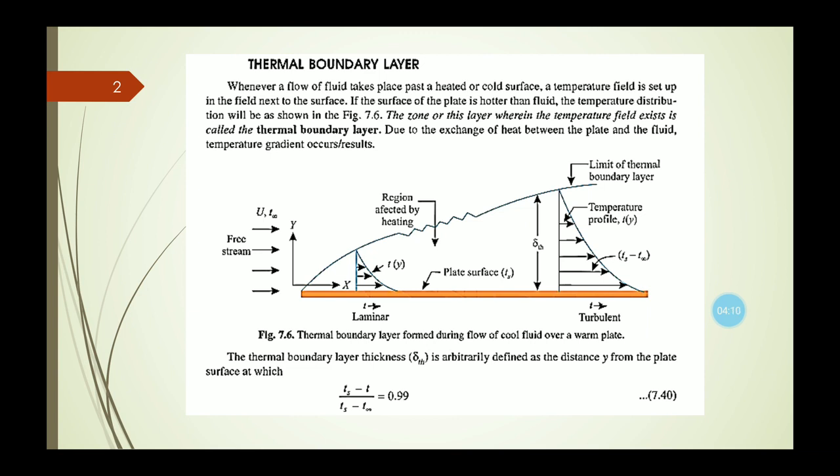So it can be defined as the distance y from the plate surface at which (Ts minus T) divided by (Ts minus T infinity) is equal to 0.99. So this is the concept of the thermal boundary layer thickness formula. (Ts minus T) divided by (Ts minus T infinity) is equal to 0.99 at a distance in the y direction, that is normal to this plate surface.